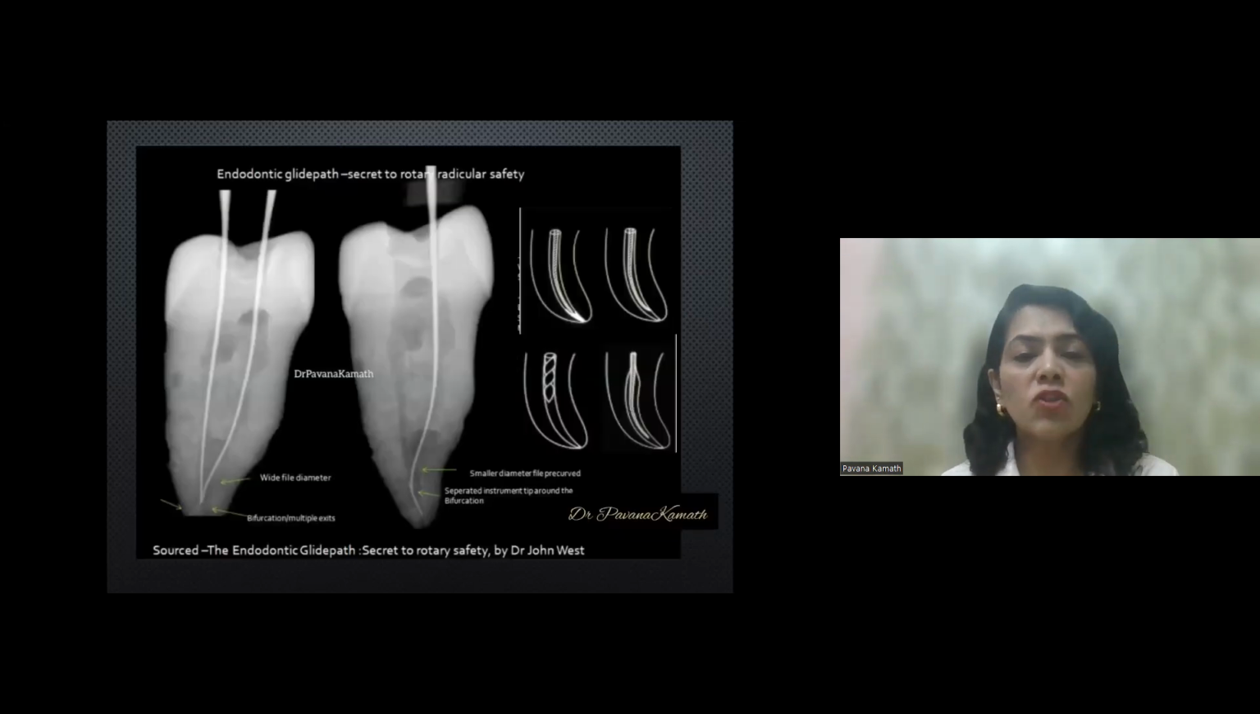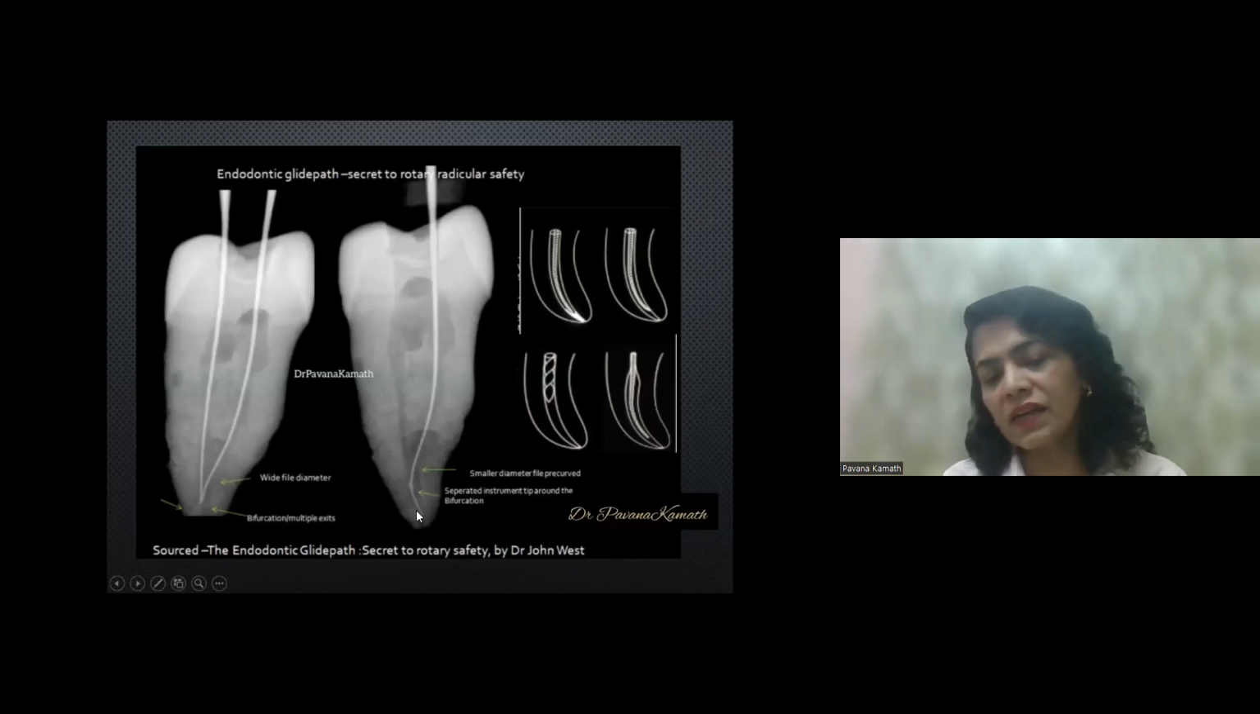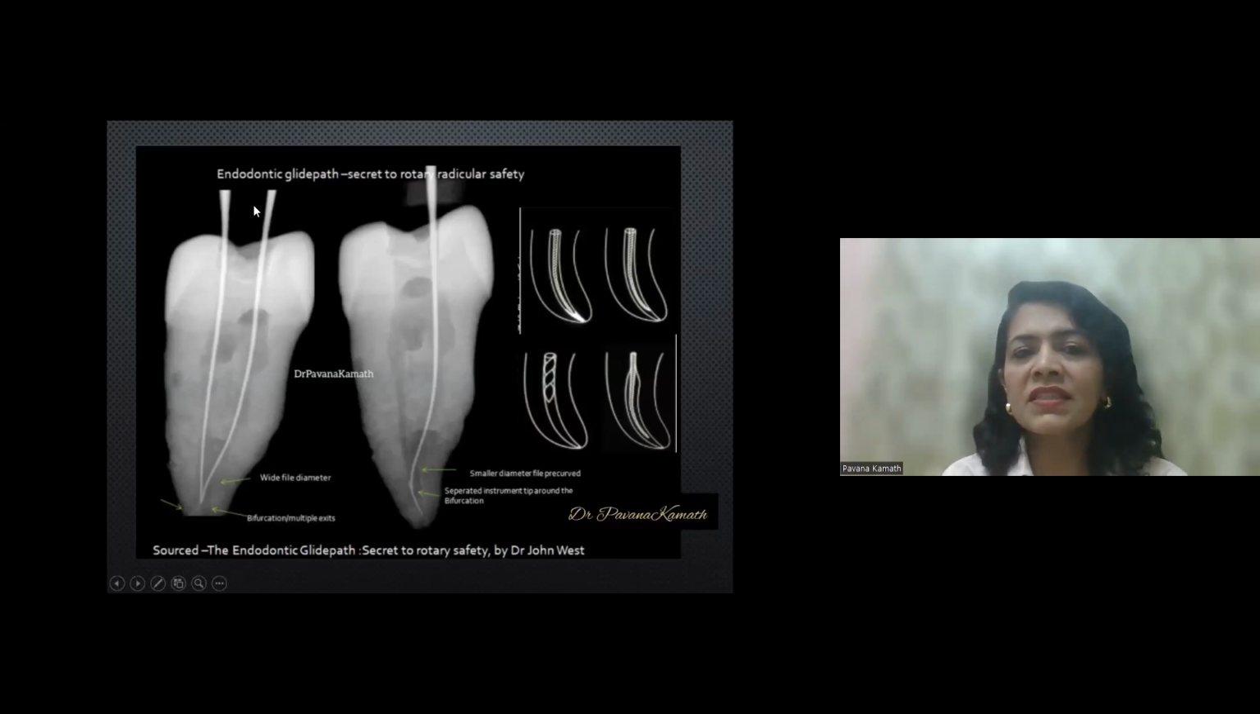Now, this is an image of a maxillary premolar cross section where two files have been placed in the buccal and the palatal canal in the image to the left and only in the buccal canal in the image to the right. Now, this clearly explains all the steps of establishing the glide path. First of all, the axis is adequate to achieve straight line access to the apical third. The coronal pre-flaring has ensured that.